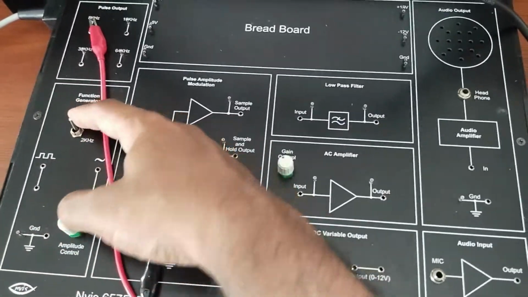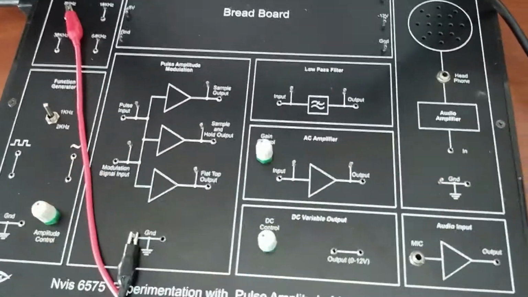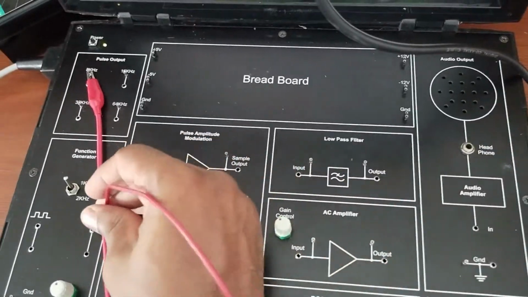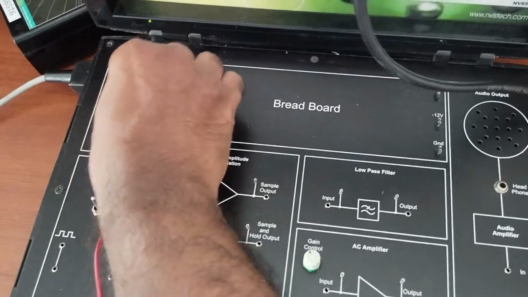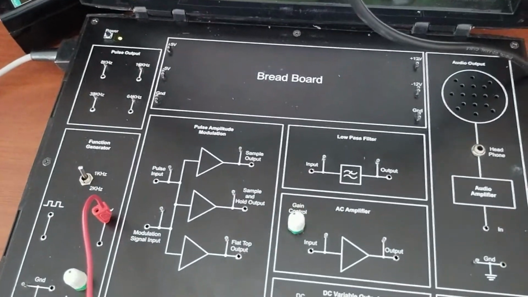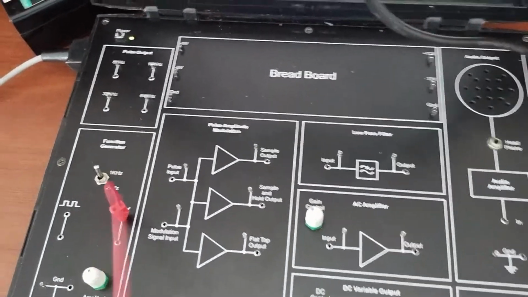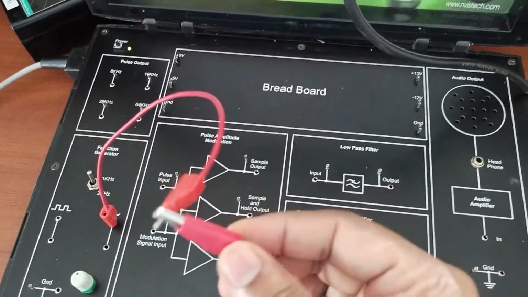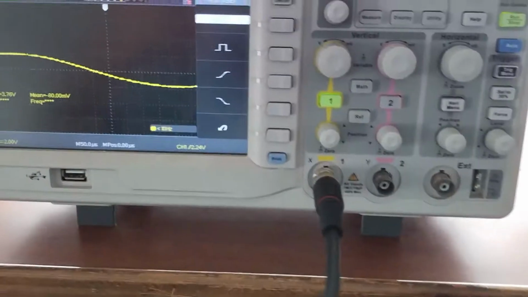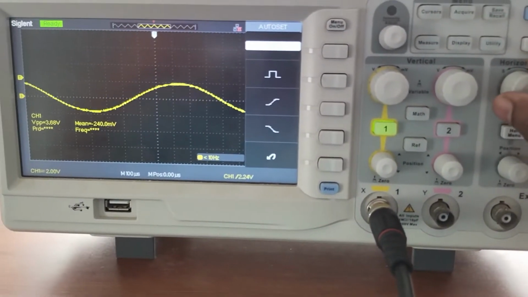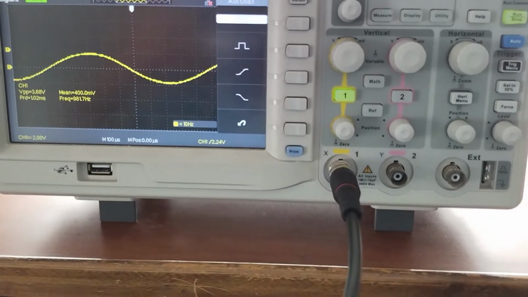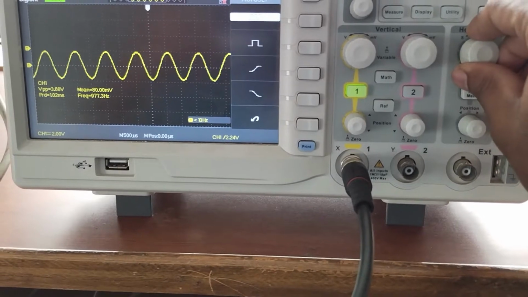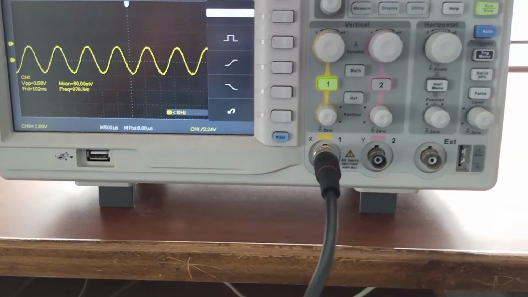So now I am using the message signal with 2 kHz. So we can change this toggle switch to 2 kHz and connect a patch cord to observe the message signal. So connect the CRO probe to this patch cord and it will give the message signal. So we can observe the amplitude as 3.6 volt and frequency as 2 kHz. So this is a message signal we can observe from the function generator.